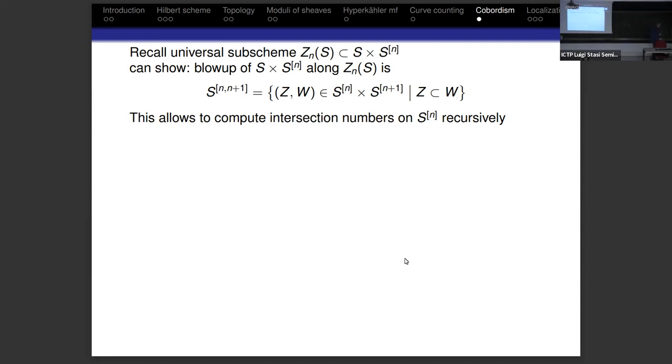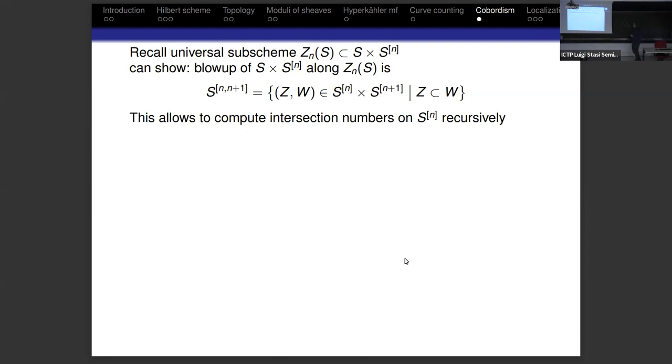So we have this universal subscheme Z_n in S times S^[n], and we know there is this rational map from S times S^[n] to S^[n+1], which is defined outside the universal subscheme. And so one can indeed resolve the indeterminacy of this map by blowing up the universal subscheme. In fact, if you blow up the universal subscheme inside the product, you get the incidence correspondence of subschemes of length n and n plus 1. And so this will allow us to compute intersection numbers on S^[n] recursively.